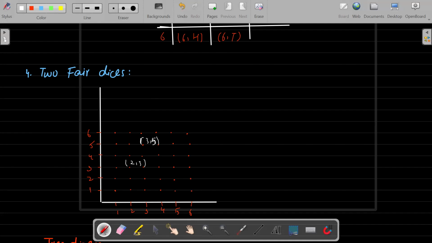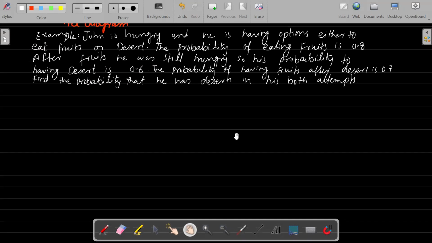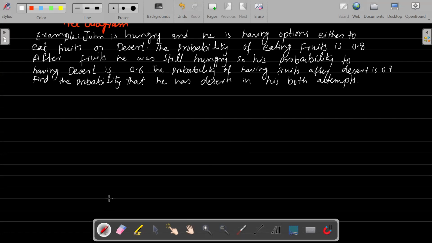Now the possible outcomes, total outcomes. How many total outcomes are present? Total outcomes are 6 by 6, so these are 36. These are the total outcomes. So let's draw the tree diagram. This shows that John is going to have 2 attempts.